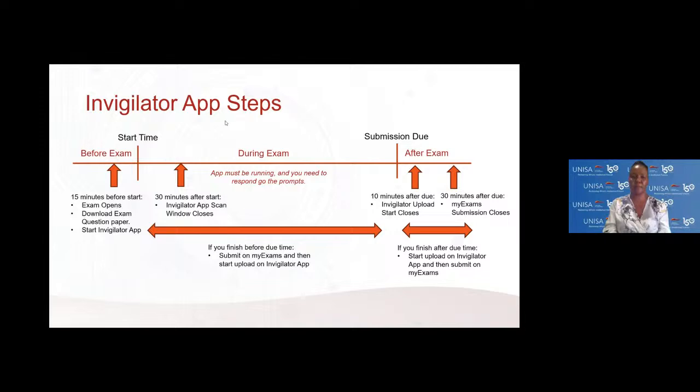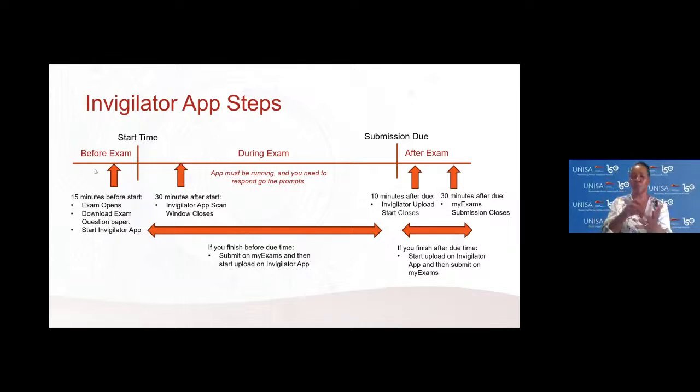So remember with the Invigilator app, this is the scenario of how you will play this out. Say our start time here is 9 o'clock and our submission due time is 12 o'clock. So 15 minutes before the exam, you log into the myExams portal. Remember, if you log in, say, 17 minutes before the exam, it will show closed. But 15 minutes before, you can refresh the page and then it will show you can access it. So then you can access the question paper. What you do is then you open up the Invigilator app, you scan the QR code, you go through the initial prompts, and then you basically put your phone down next to you.